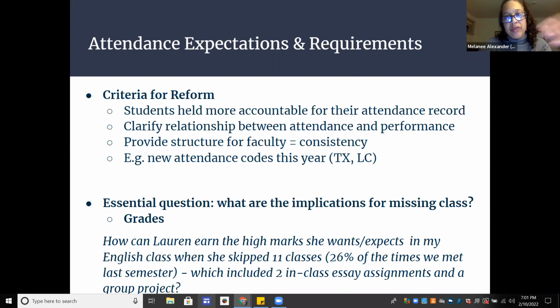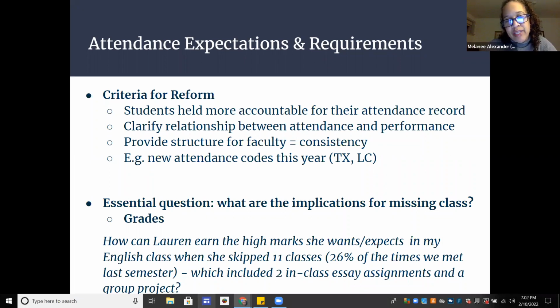So the essential question for this reform issue is really, what are the implications for missing class? There likely should be some grade implications, right? The question is, how does a student feel she can earn high marks in my class if she's not there for 25% of the time? And when she misses class and misses assessments, this is all part of high expectations for all students. We want to make sure that it's across the board, that our students understand that there are grading implications around attendance, as well as our teachers and our families.